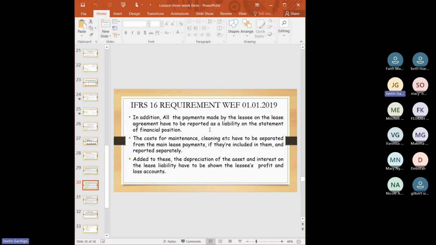The cost for maintenance, cleaning, etc. have to be separated from the main lease and reported separately if they are included in the lease. So you don't have to include the maintenance and cleaning expenses. Added to this, the depreciation of an asset and interest on the lease liability have to be shown on the lessee's profit and loss account. Again, we have said that for the finance lease, the interest payments and the depreciation have to be disclosed or shown in the P&L.